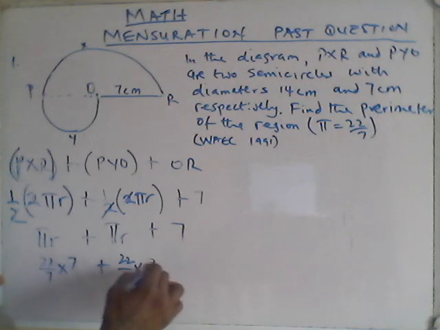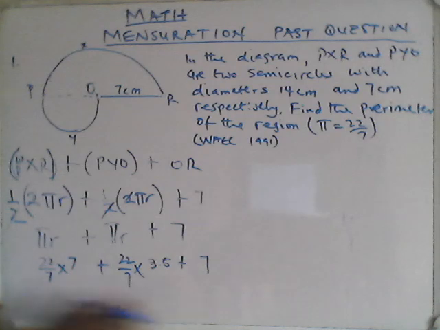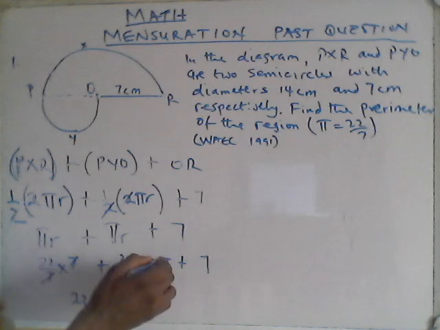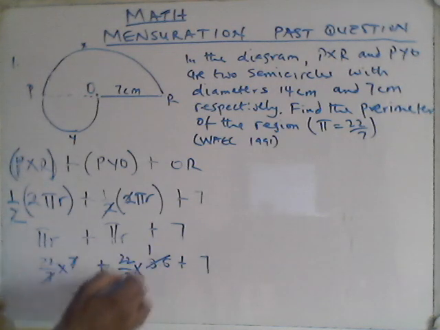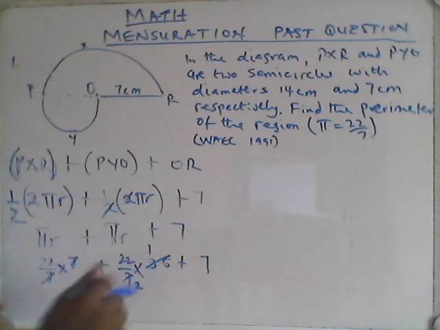So I have here 3.5 plus then 7. So you see, I'm still in line with the 3 components. So 7 will cancel 7. I have 22 here plus. Now this one is this here 1, this here 2. Why? Because 7 can divide 3.5 2 times.